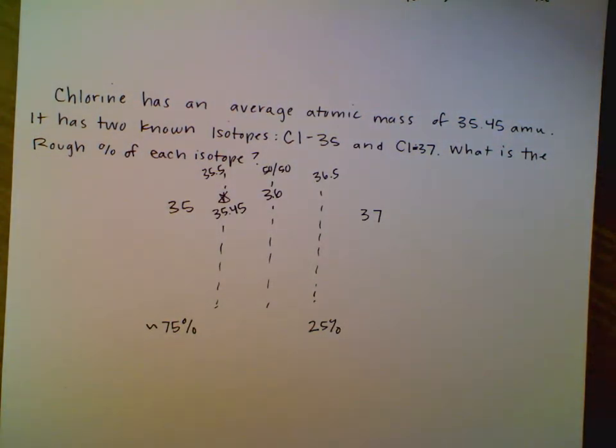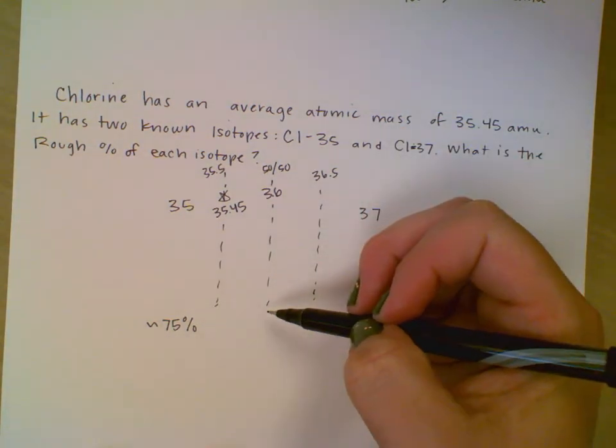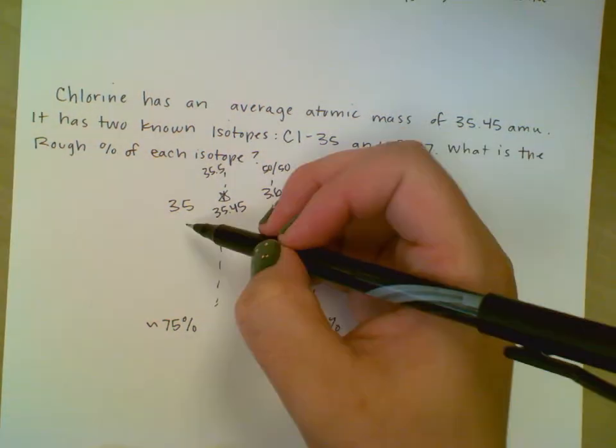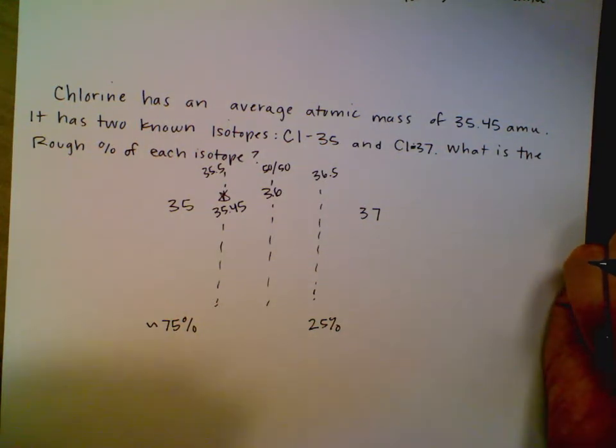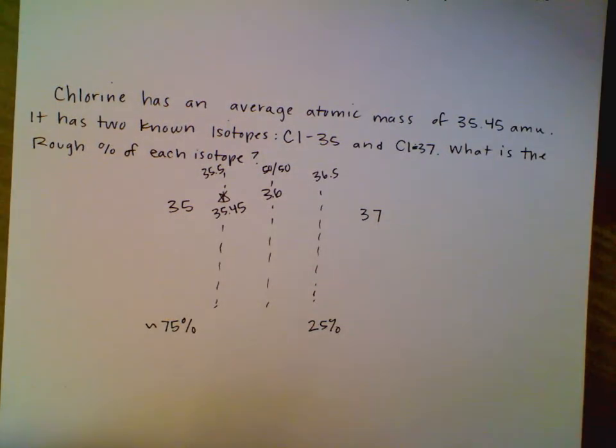Okay? So think about it, kind of mentally break that down into what would my average be, and then if it's more towards one isotope, that means that it's more abundant toward that isotope and less so of the other one. Okay? Hopefully this kind of clears things up.